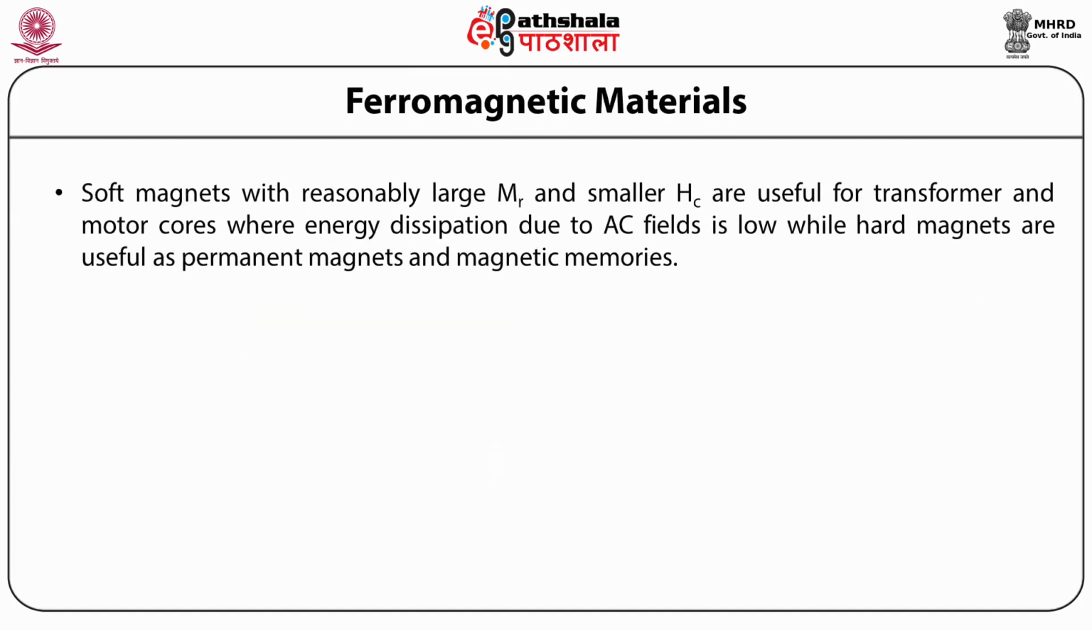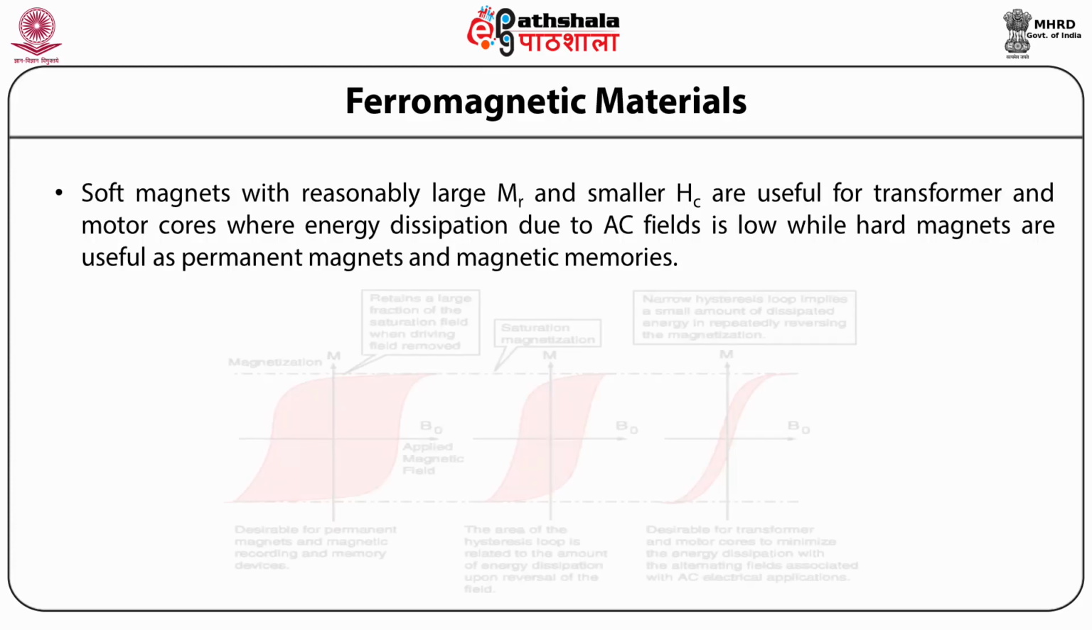Soft magnets with reasonably large MR and smaller HC are useful for transformer and motor cores, where energy dissipation due to AC fields is low, while hard magnets are useful as permanent magnets and magnetic memories.